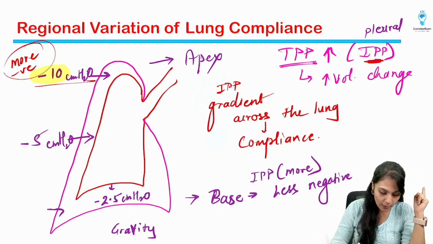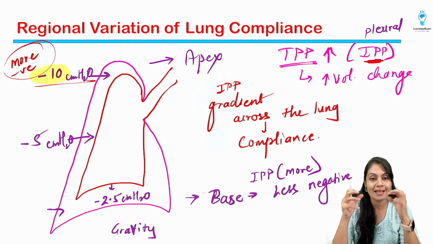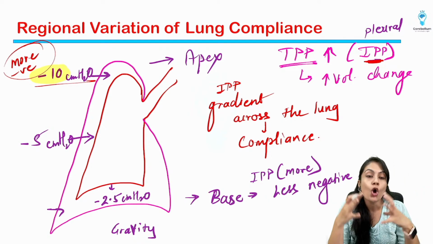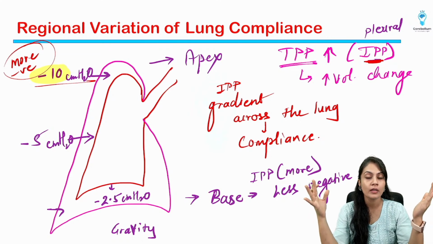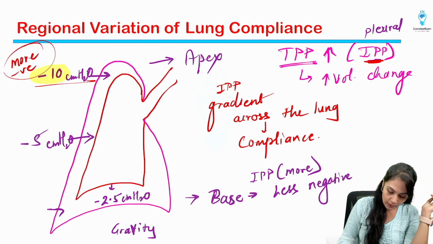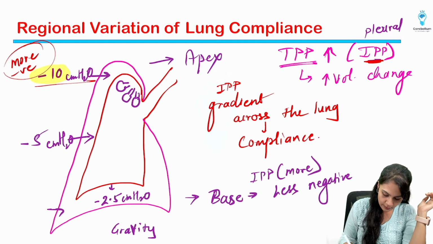Now, there is one more funda applying over here. There is less surface area present at the apex, and more surface area present in the lungs at the base. And remember, there are few alveoli which are going to be present. So I'm just drawing 3 alveoli over here, and there are many alveoli which are going to be present at the base.